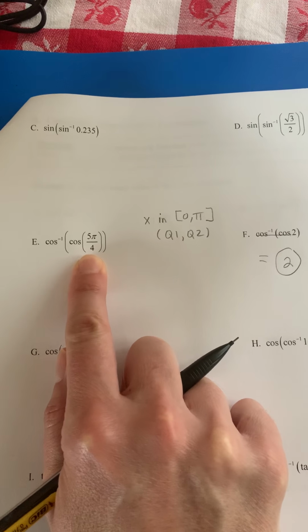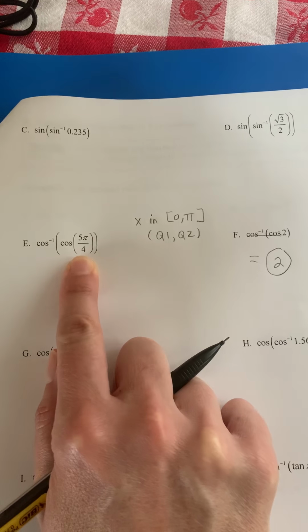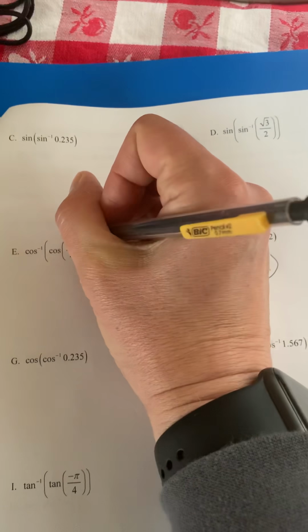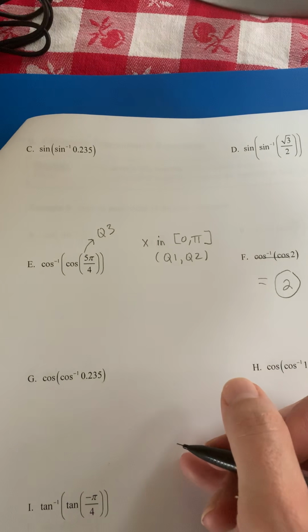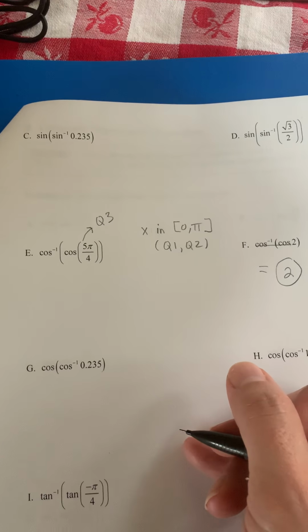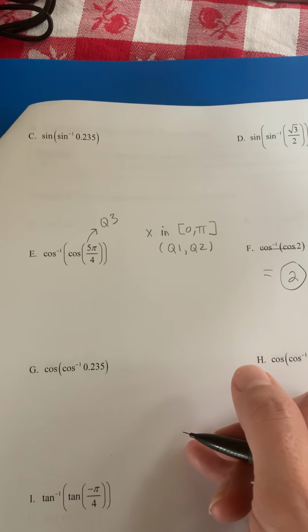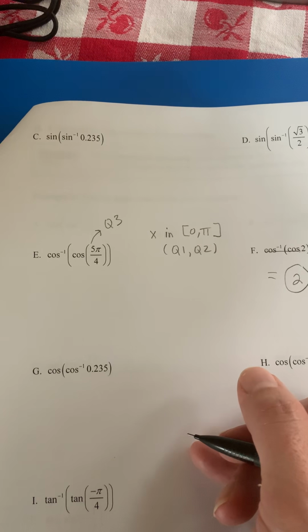Okay, this one we have a problem. 5 pi over 4 is not between 0 and pi. In fact, if we think about it, it's in quadrant 3, not quadrant 2. Okay, so we need to find an answer either from quadrant 1 or quadrant 2 that is like 5 pi over 4.